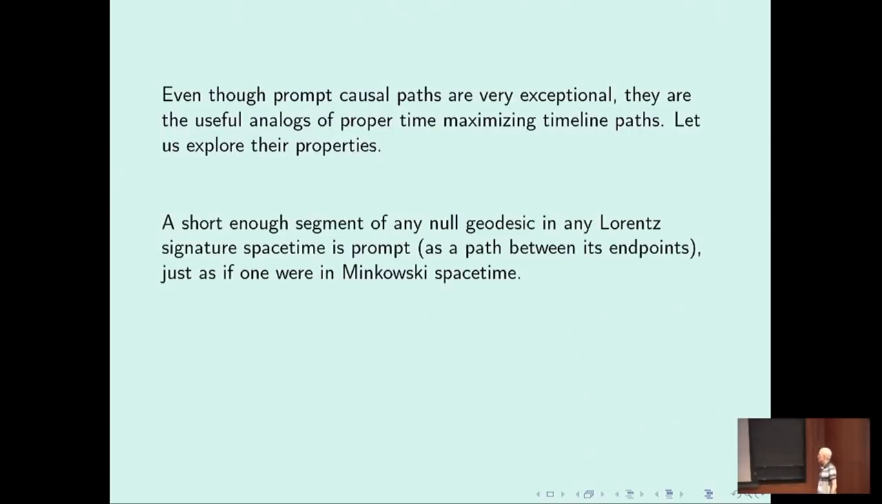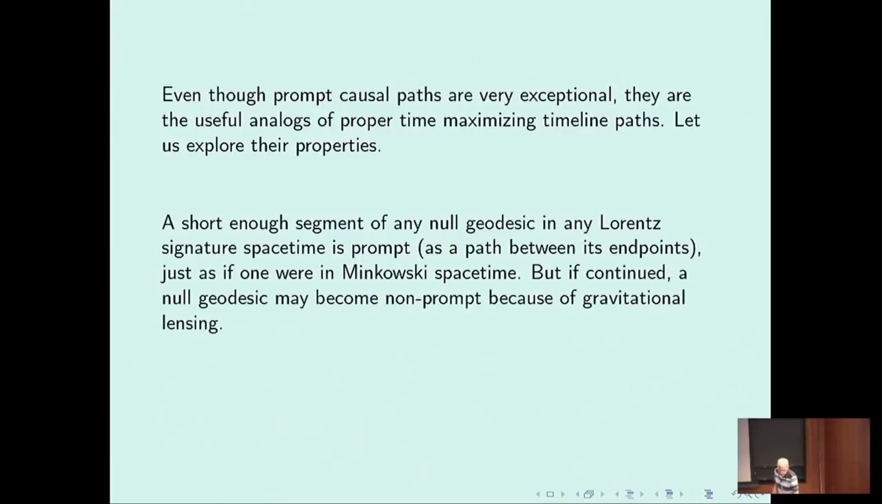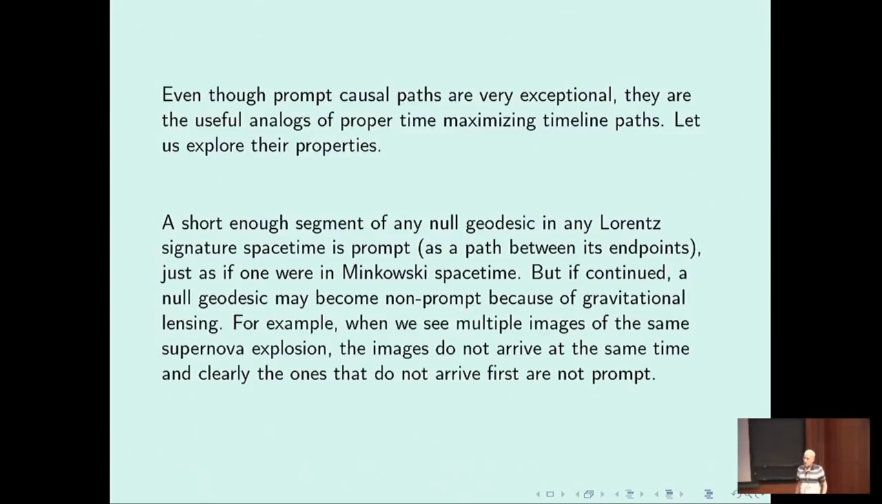First of all, a short enough segment of any null geodesic in a Lorentz signature spacetime is prompt, just as if one were in Minkowski spacetime. But if continued, a null geodesic might become non-prompt because of gravitational lensing. Here's an example. Recently astronomers saw multiple images of the same supernova. The images did not arrive at the same time, and obviously, the images that did not arrive first were not prompt.